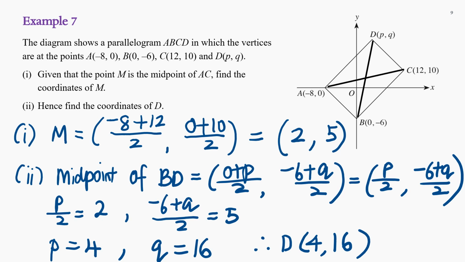Right. So do remember that besides the parallelogram, the rhombus, rectangle, and square also share the same property. And you can use this midpoint formula to find the fourth vertex.